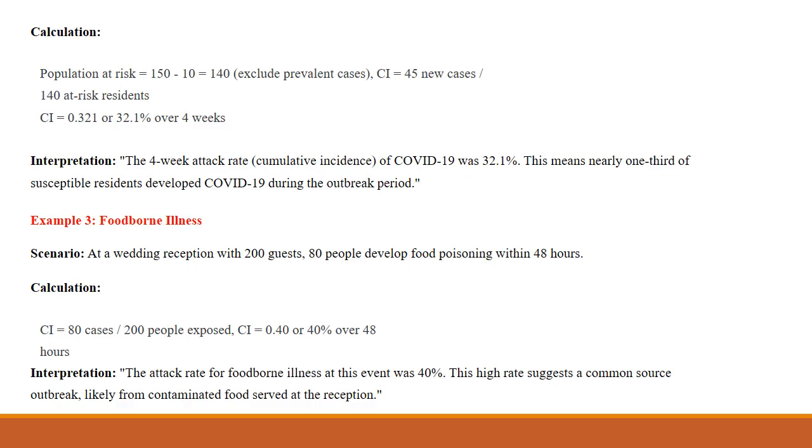And then example number 3, foodborne illness. In a wedding reception with 200 guests, 80 people develop food poisoning within 48 hours. How can we calculate this? 80 people, those are the new cases in a specific time period, that is 48 hours, and our cumulative incidence will be 40% over 48 hours. Interpretation: the attack rate for foodborne illness at this event was 40%. This high rate suggests a common source outbreak, likely from contaminated food served at the reception.